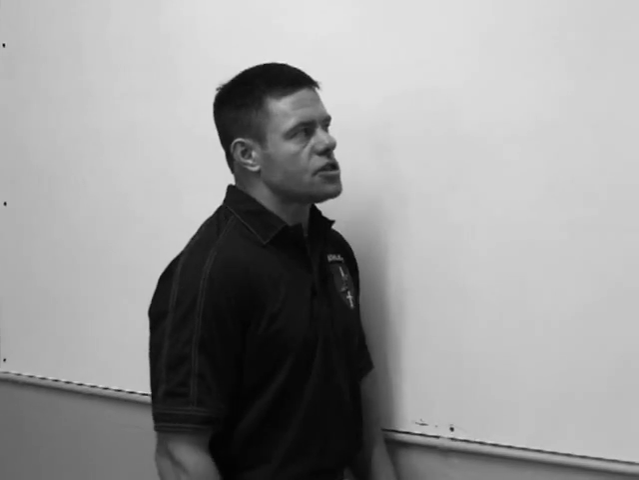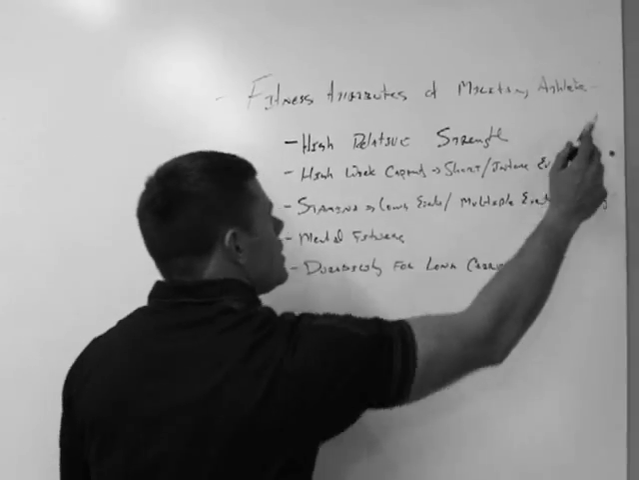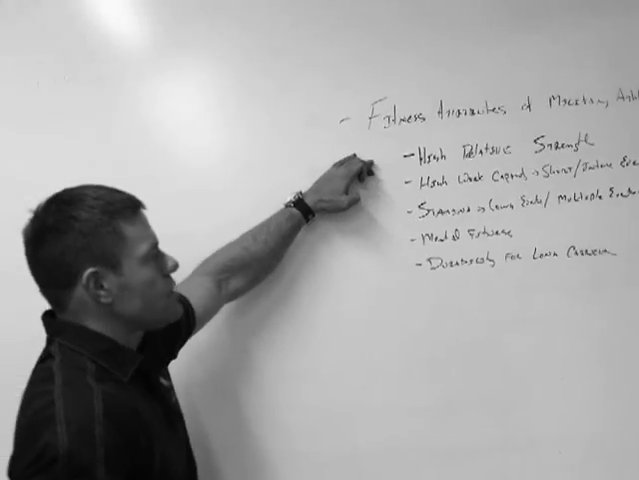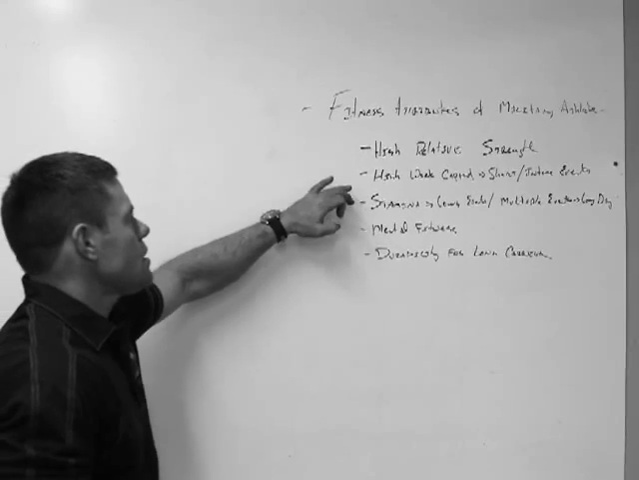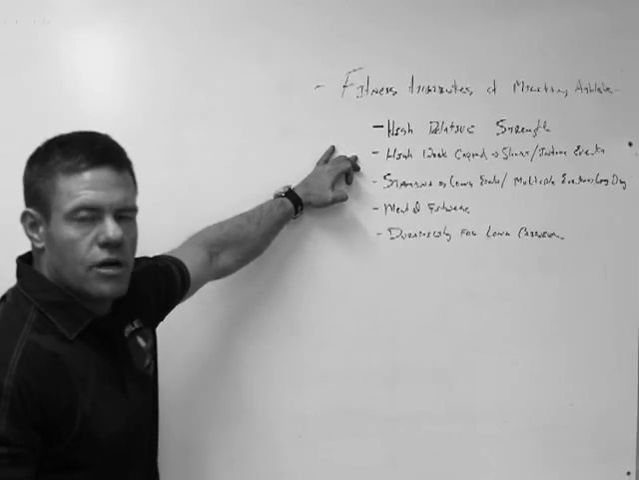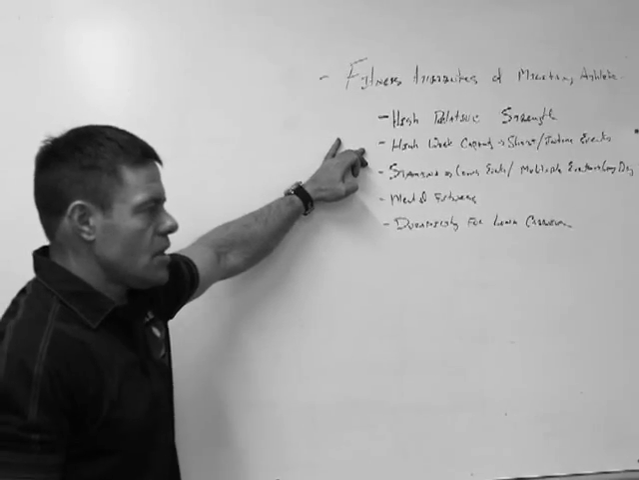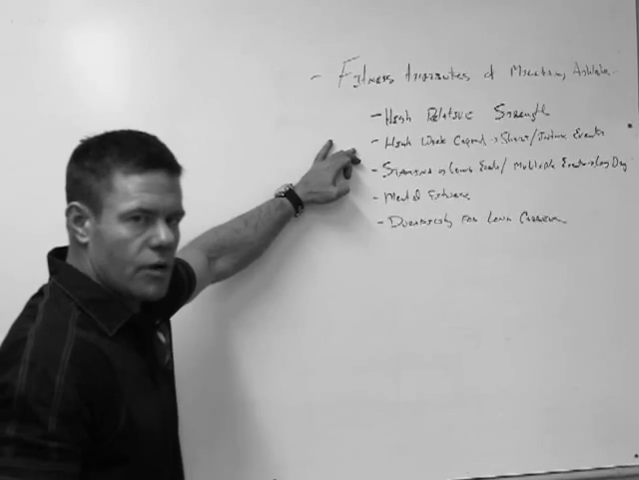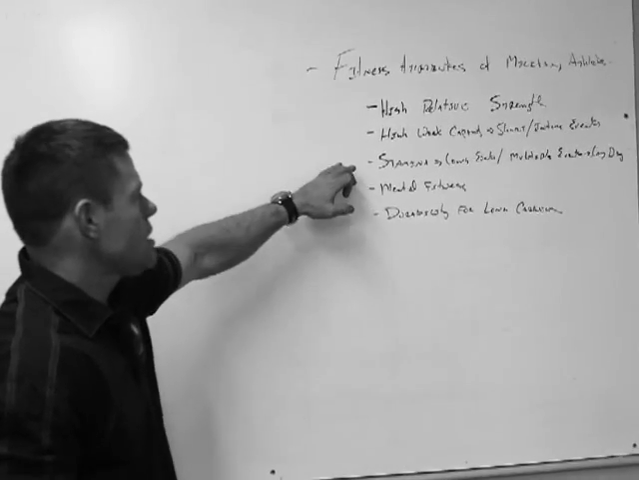First, I want to talk about just the fitness attributes of a military athlete or a tactical athlete. You need high relative strength. Relative strength is strength per body weight, not necessarily max effort strength. High work capacity for short, intense events like sprinting, lifting somebody off or picking somebody up and carrying them. A relatively short but very intense event is a work capacity event.